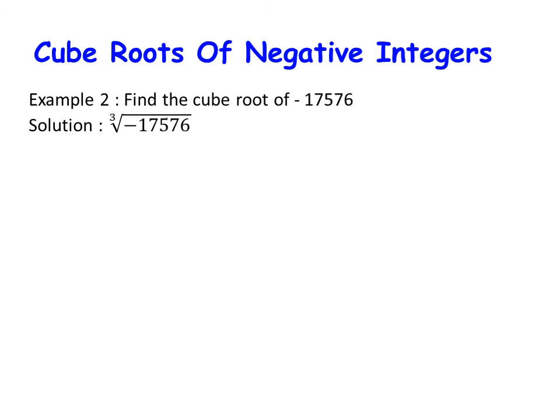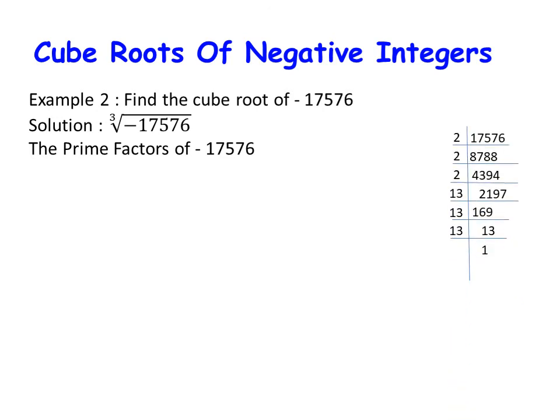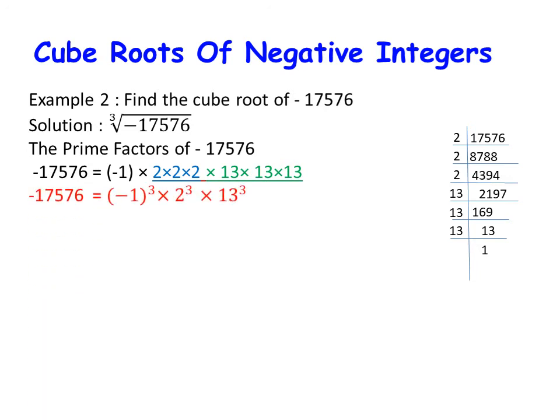Now find the cube root of -17,576. First of all, you have to write your question in this form. This is very important. Then you have to find the prime factors of -17,576. After making the prime factors, we have made their triplets, the triplets of like prime factors, and we will write them in the cube form. And then we got the perfect cube, -26 cube.